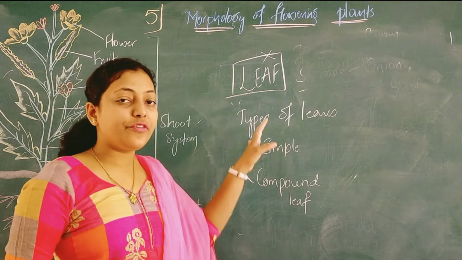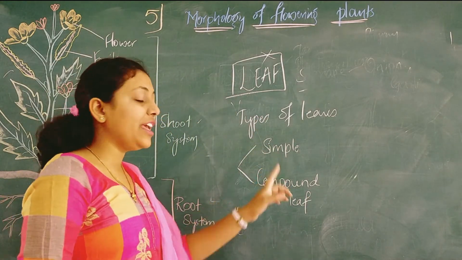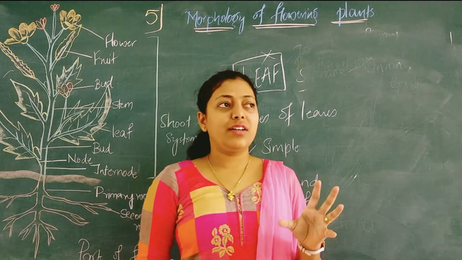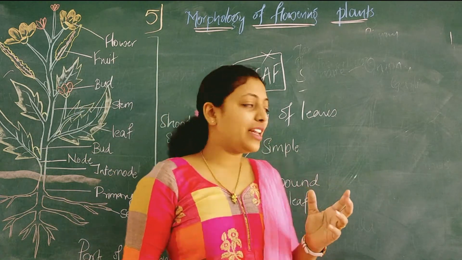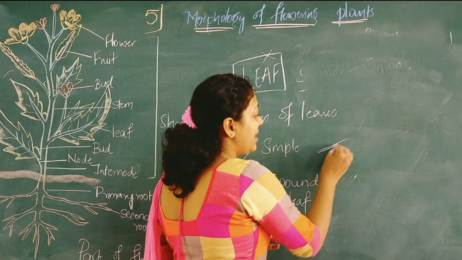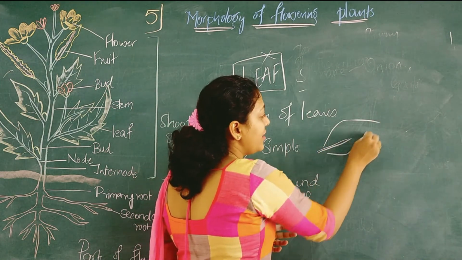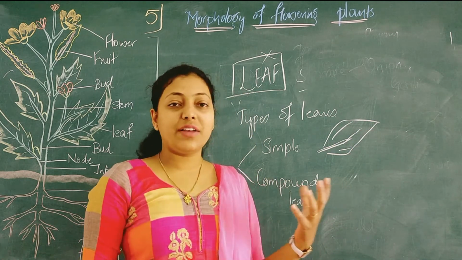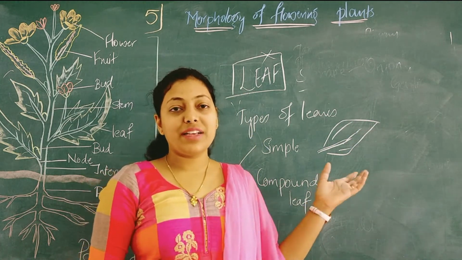We have two different kinds of leaf: one is simple leaf and the other is compound leaf. A simple leaf is the one where only one leaf or two leaves for one particular branch, we call them simple leaf.